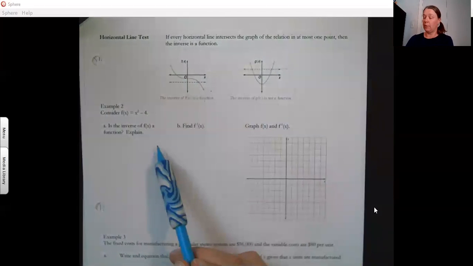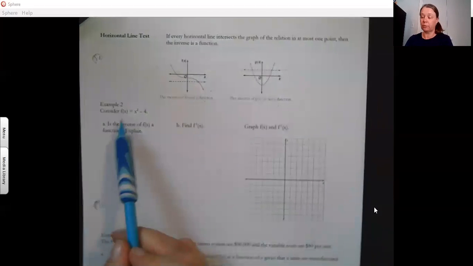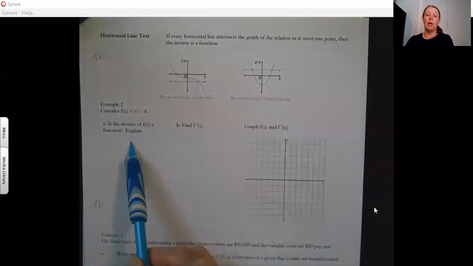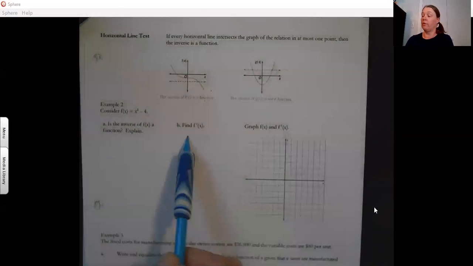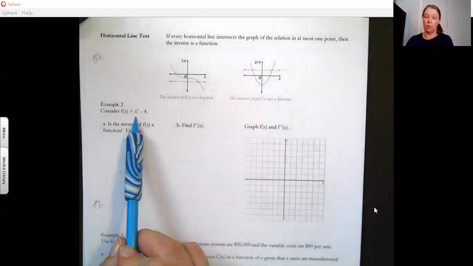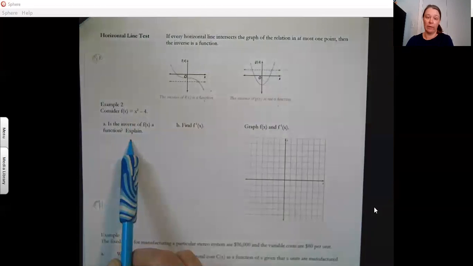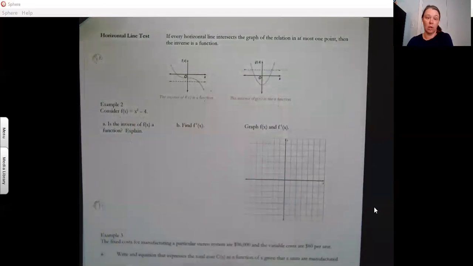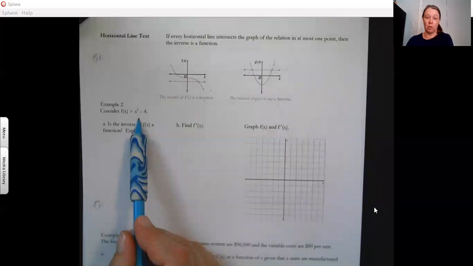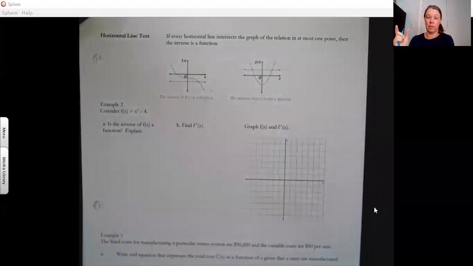Okay, so let's look at example 2. It says consider f of x equals x squared minus 4. Is the inverse a function? Explain, and then find the inverse, and then graph. So first of all, we know that's a parabola, so we should be able to answer part A without graphing it. Graphing it doesn't hurt anything, but we should be able to answer it based on knowing our parent functions. We know this is a parabola. We know it's shifted down 4. Would that pass a horizontal line test?